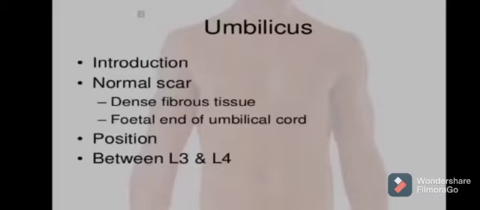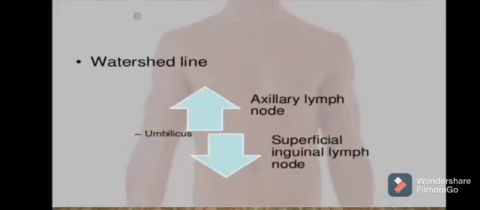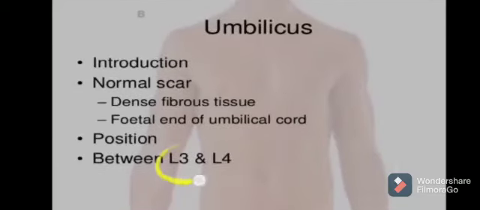A very important question regarding viva in the prof is the position of the umbilicus. Umbilicus lies between the 3rd and 4th lumbar vertebrae. So you must remember it, umbilicus lies between the 3rd and 4th lumbar vertebrae.